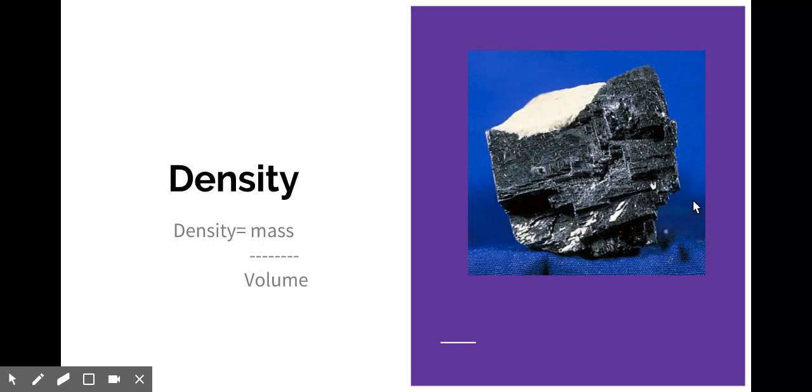Density is also very useful, and here I have the equation for you. Density equals mass divided by volume, and so that's very easy to find. I can take the mass of something by putting it on a scale, and I can easily determine the volume of a sample by using water displacement methods, and you'll do both of these in a lab.